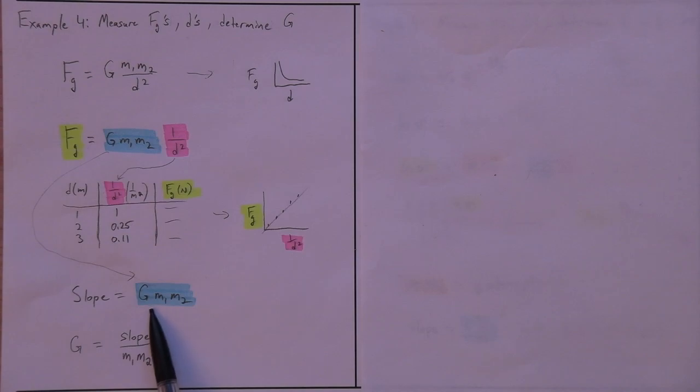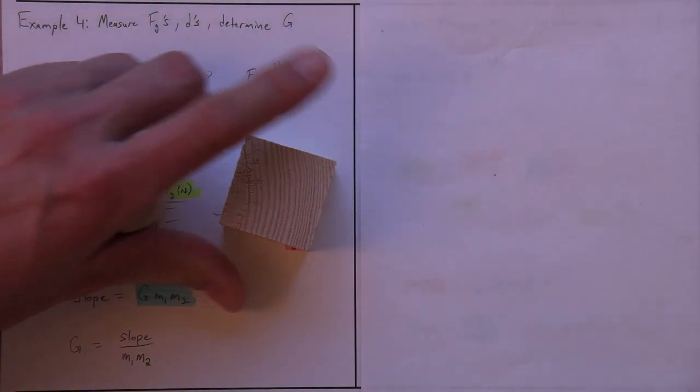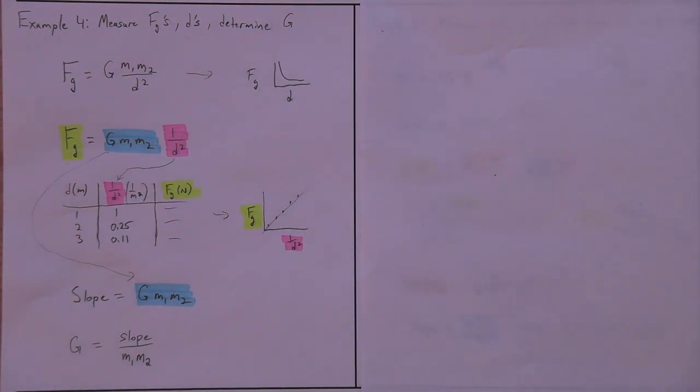So the slope is G times the two masses of the two objects in my experiment. If I were looking for G using all these data points, then I just divide the slope by the two masses and I have G. And it should be, of course, 6.67 times 10 to the minus 11 newton meters squared over kilograms squared. And then it might not be, and you might have to come up with sources of error. Okay, so that's another example. Final example.